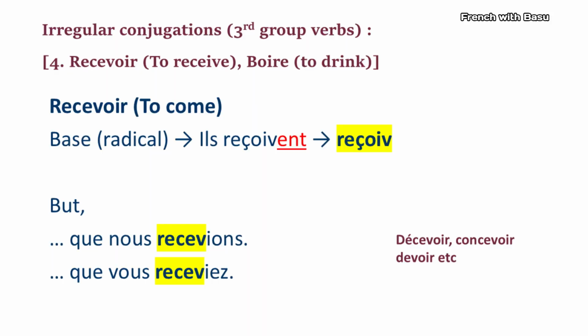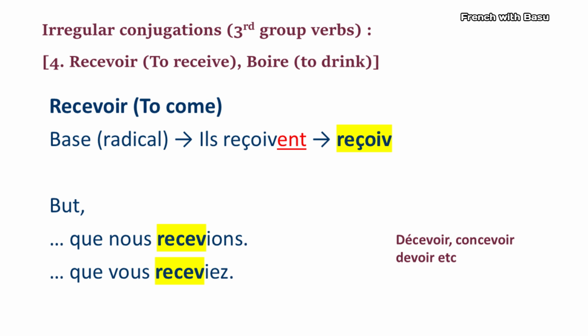Number 4. Recevoir, boire. These verbs also undergo an internal vowel change in subjunctive présent radical for nous and vous forms, same as in present tense. Any other verb coming from the same family will have the same kind of conjugation. Décevoir, concevoir, devoir, etc.